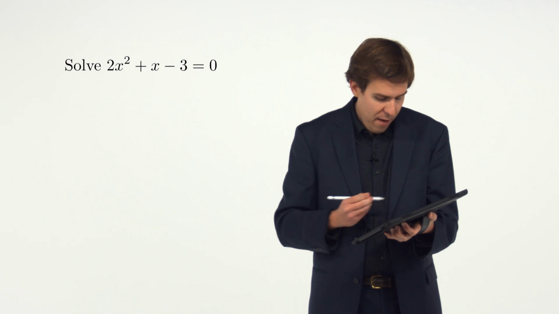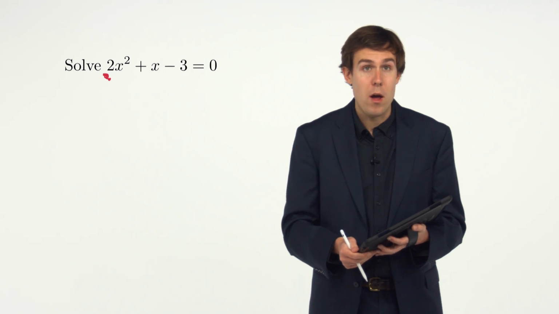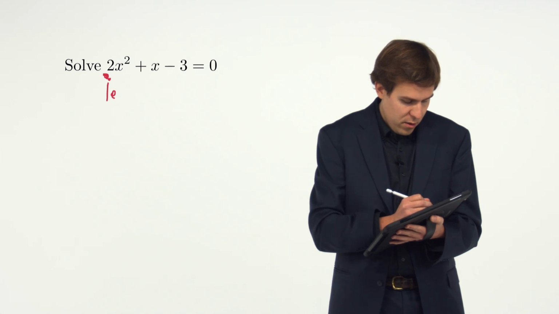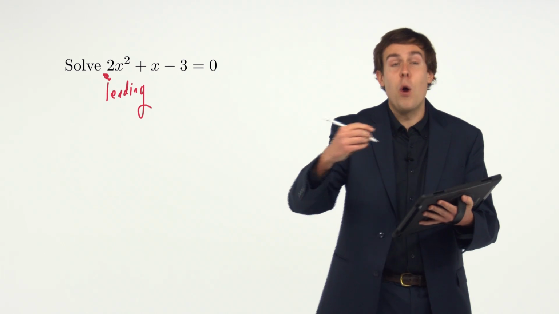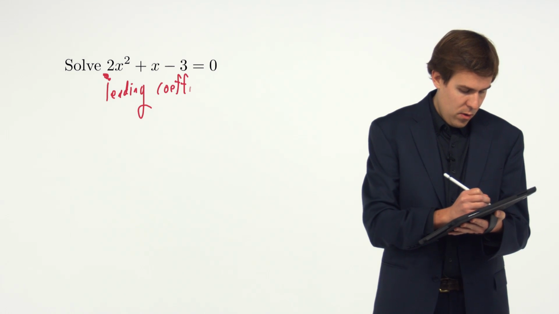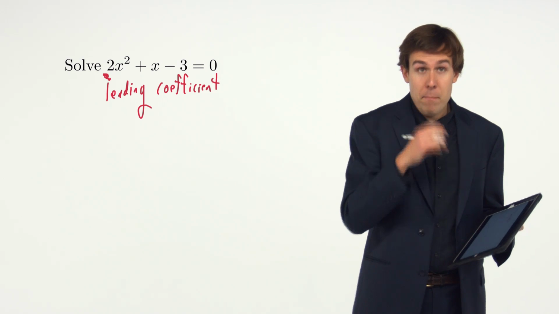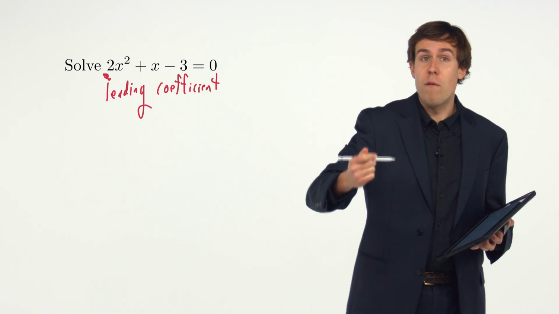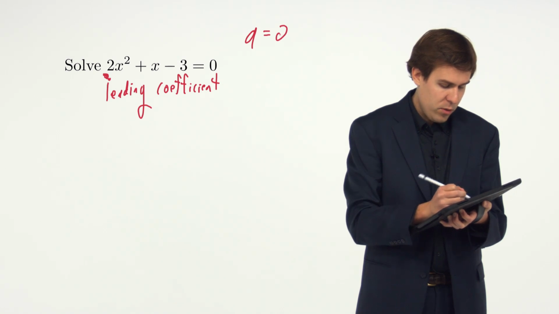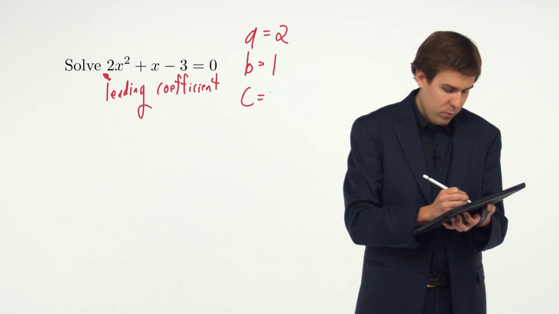Now in this case, we have actually a leading coefficient other than 1. Right? So the coefficient on x squared for these is sometimes called the leading coefficient. Leading because it's the coefficient on the highest order term. In the previous example, it was 1. Here it's 2. But we'll play the same game. We'll write out what each of the coefficients are, and then we'll plug into the formula. So in this case, a is equal to 2, b is equal to 1, and c is equal to negative 3.